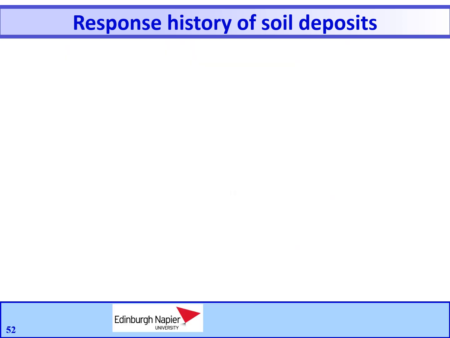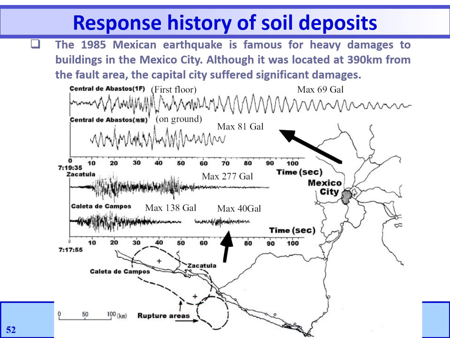And to build upon our understanding regarding the response history of soil deposits, it is worth noting in this picture the effects from the 1985 Mexican earthquake, which was famous for heavy damages to the buildings in Mexico City. It was located at 390 kilometers from the fault area, but still, the capital city suffered significant damages. Let's start with some thoughts.